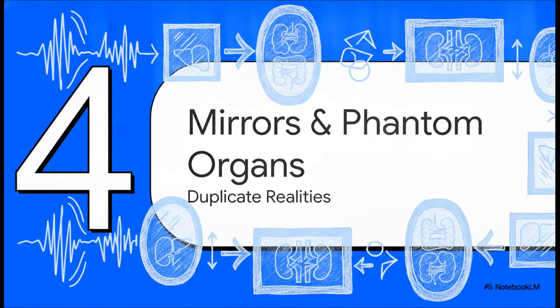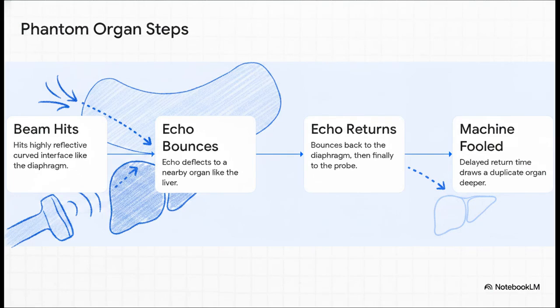Which brings us to Section 4, Mirrors and Phantom Organs. Welcome to Duplicate Realities. Now, if you thought bouncing waves were tricky, get ready for what is probably the most deceptive hallucination of all. To understand how the machine actually draws a ghost, we have to walk through the step-by-step logic of a phantom organ.